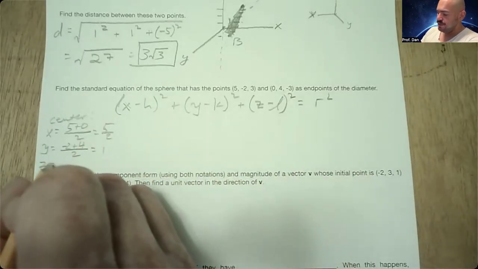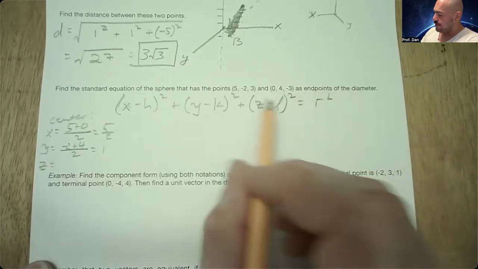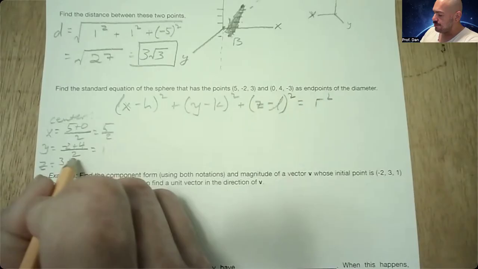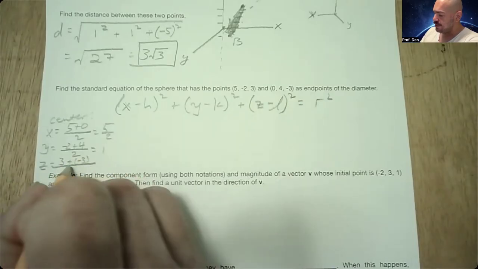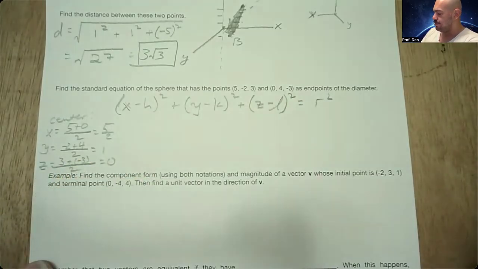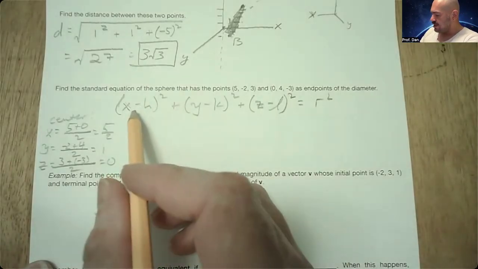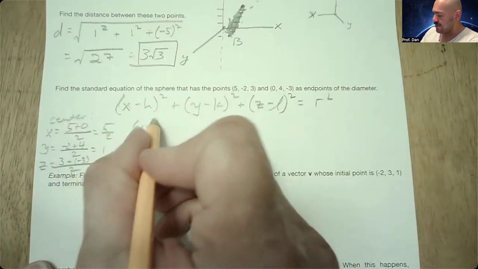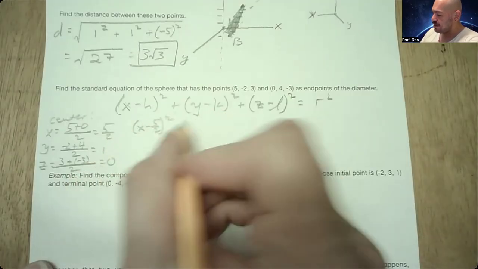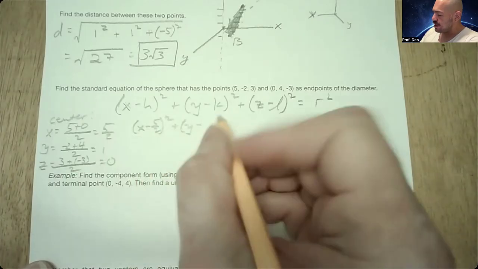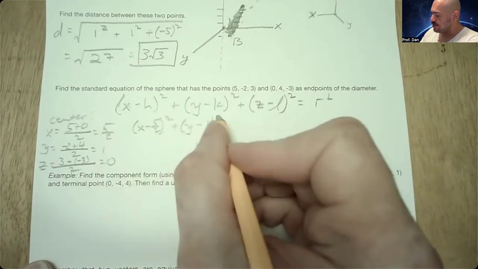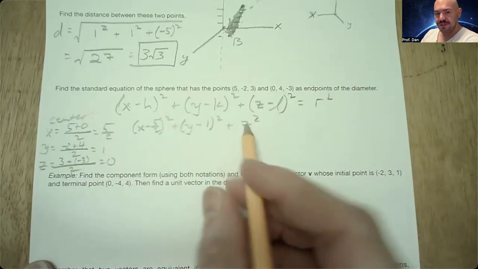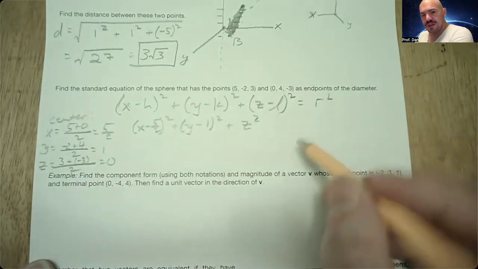And then for our z coordinate, 3 and -3, we need the halfway point between that. 3 plus -3 divided by 2, we get 0. So I can get the left-hand side of the equation from just this. We get (x minus 5/2) squared plus (y minus 1) squared plus z squared, right? Don't need to write the minus 0.